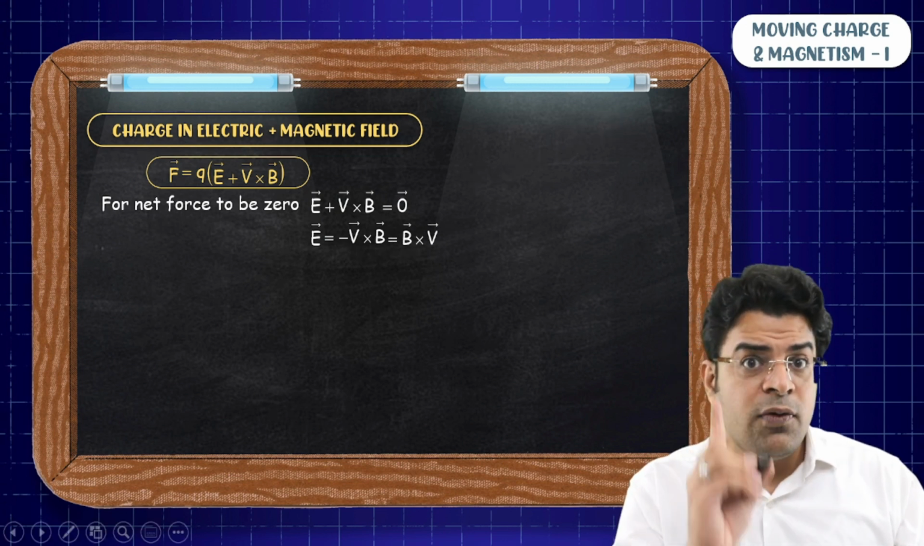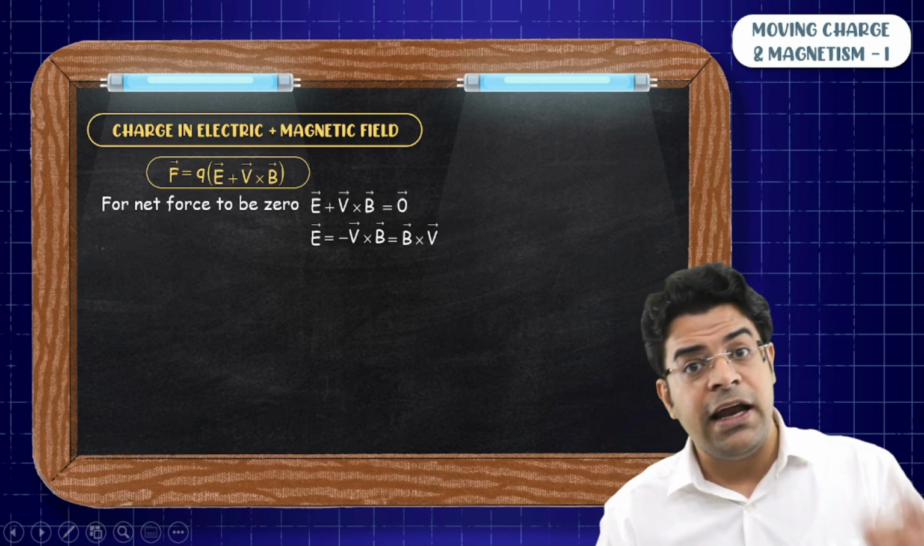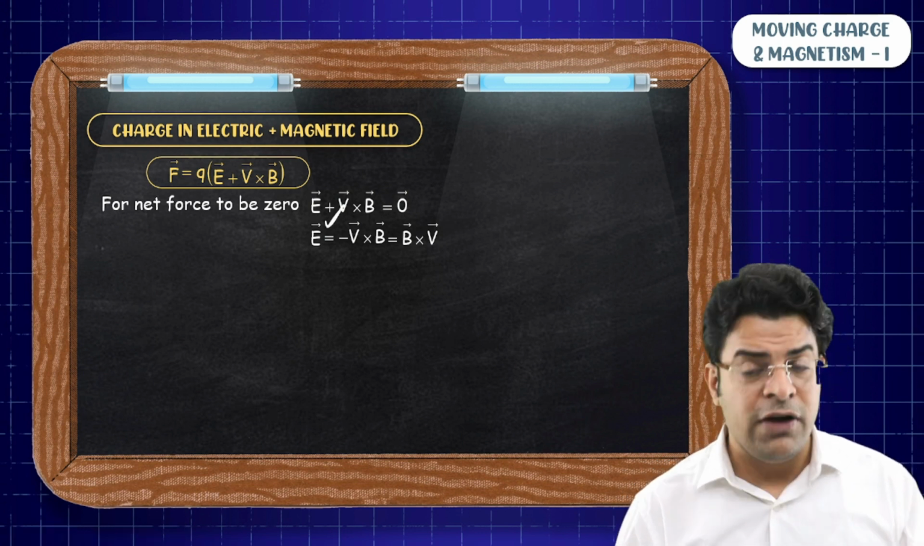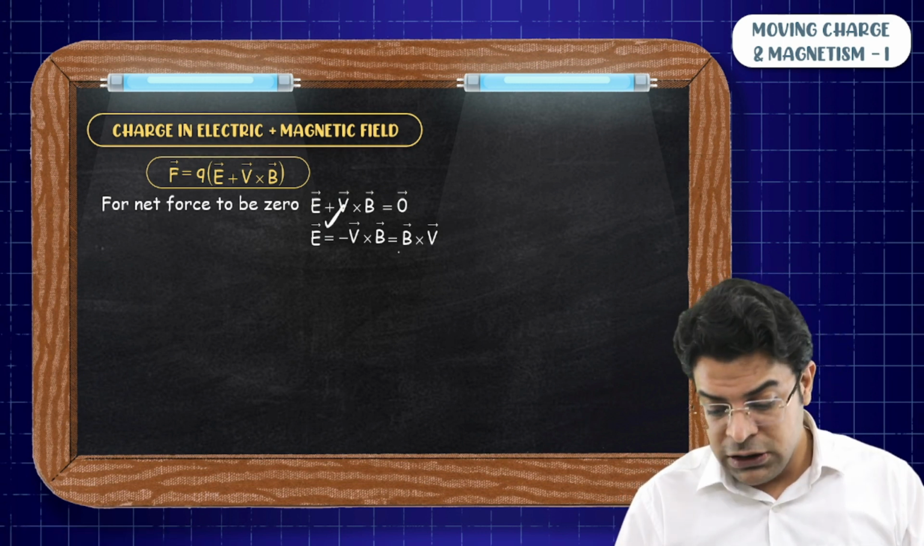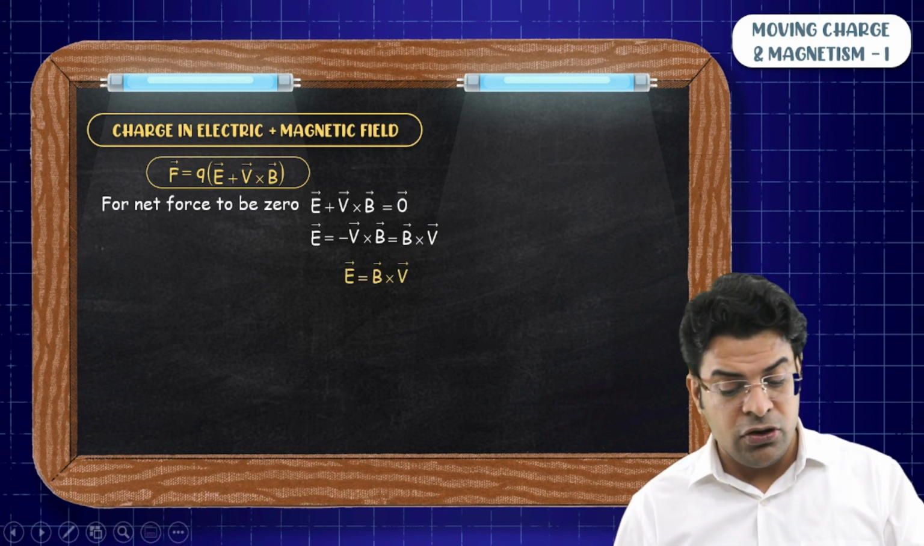So for the net force acting on the charged particle moving in a region of space where electric and magnetic field both are present to be zero, the condition is that the electric field vector should be equal to the magnetic field vector's cross product with the velocity vector. So E equals B cross V.